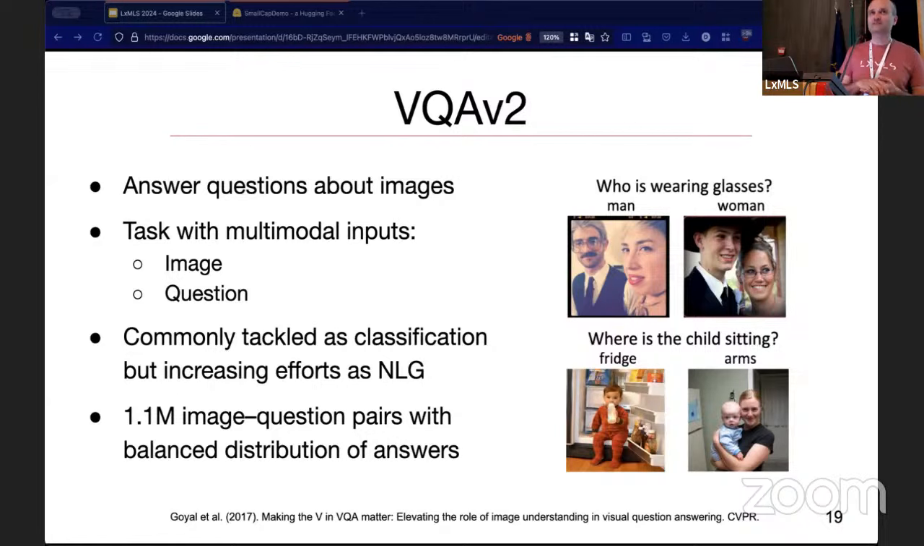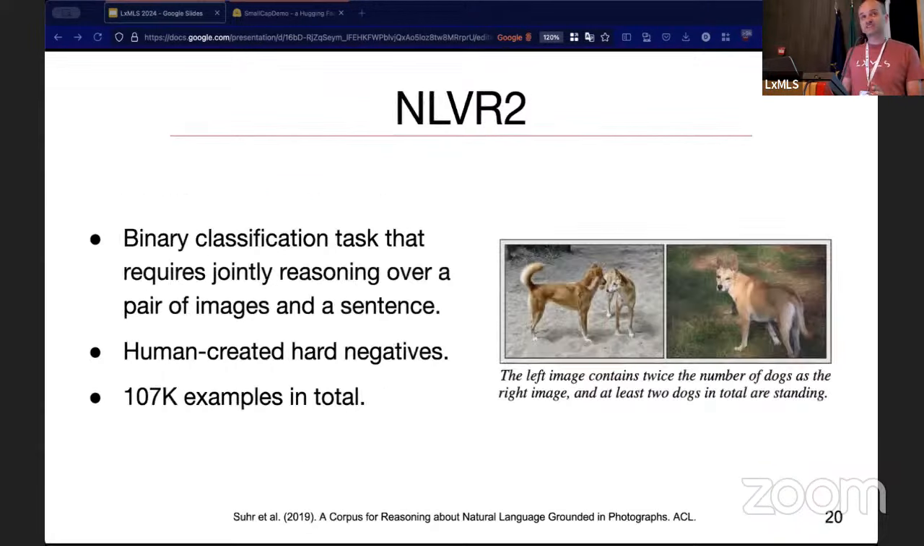This is commonly tackled as a classification problem, but we are now seeing increasing efforts to view this as a language generation problem when we use larger scale models with autoregressive decoders. Another example of a commonly studied task is NLVR, which is a binary classification task where the models need to jointly reason over a pair of images and a sentence. And these are data sets with handcrafted hard negatives, so that the goal is that the models really have to demonstrate their understanding of the input data here.